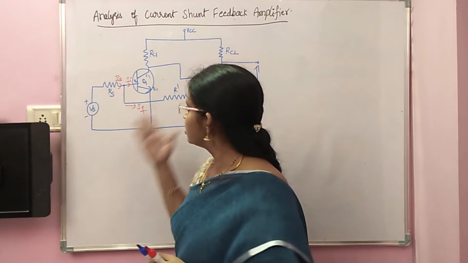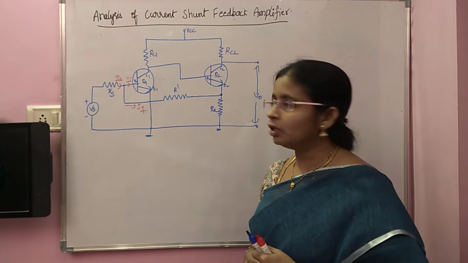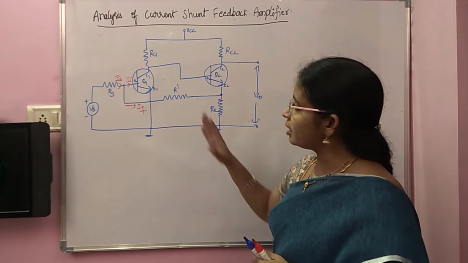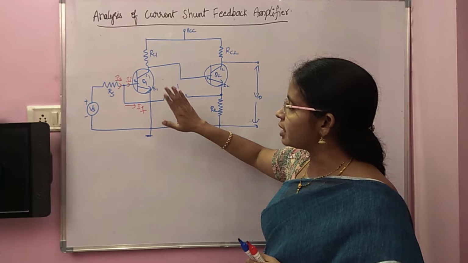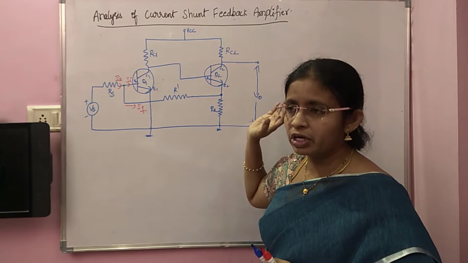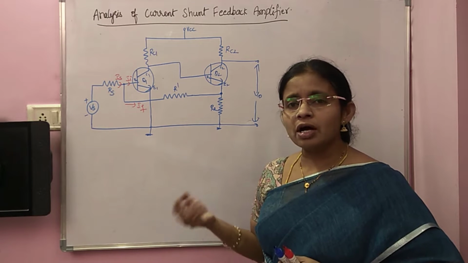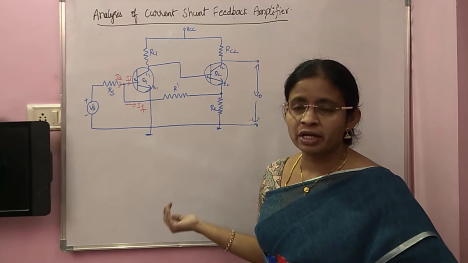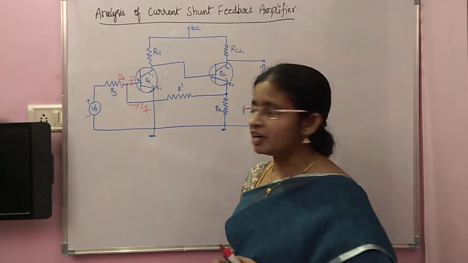Amplifier. Yes. So this is the diagram of your current shunt feedback amplifier. See, the current shunt feedback amplifier consists of two transistors. It's a two-stage feedback amplifier. The Part-3 amplifiers are with a single transistor, but the current shunt feedback amplifier is with two transistors. Yes, I'll explain that reason first.